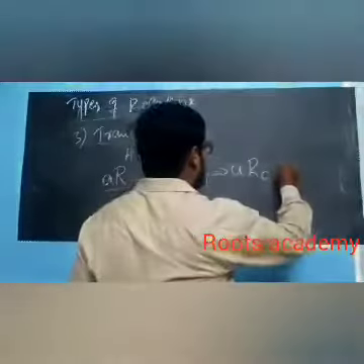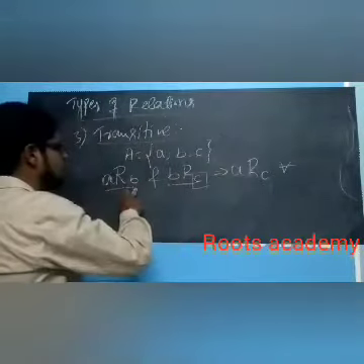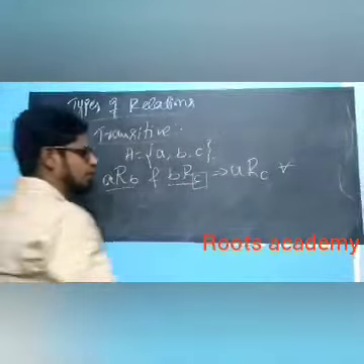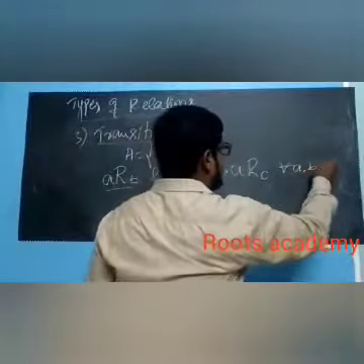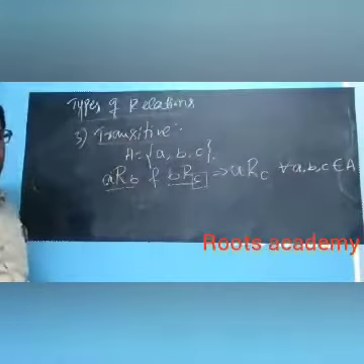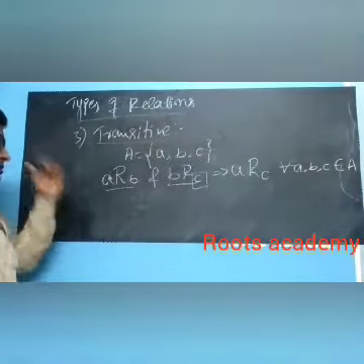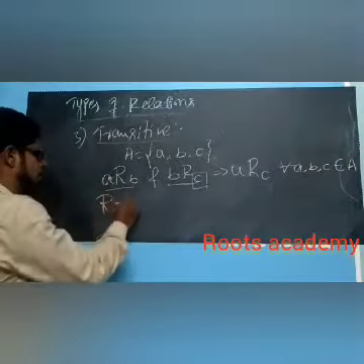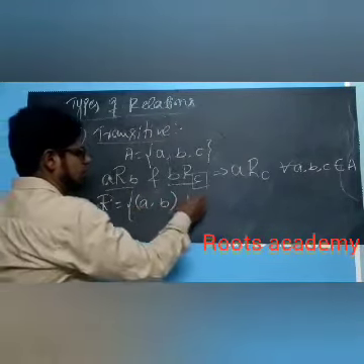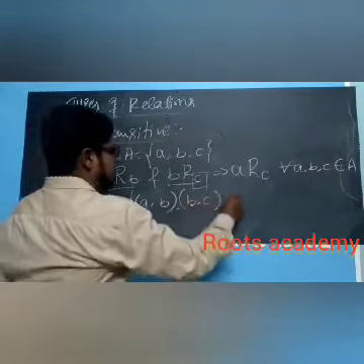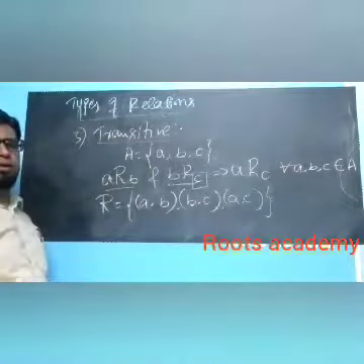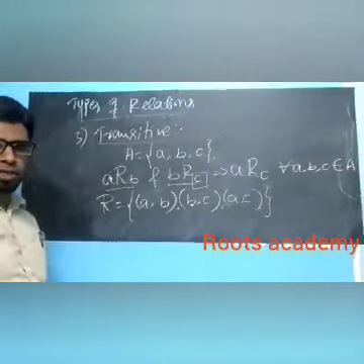So the definition of transitive is: if A is related to B and B is related to C, then A must be related to C for all A, B, C belonging to set A. This is a simple definition of transitive relation. Mathematically, we can write this as (A, B), then (B, C) and (A, C). This is a simple representation of transitive relation.